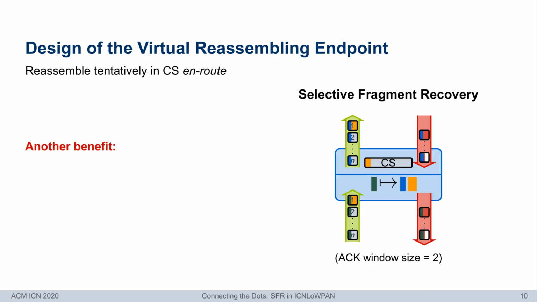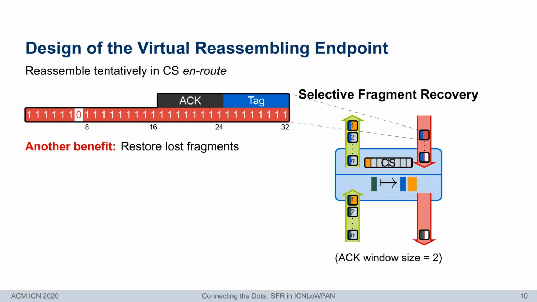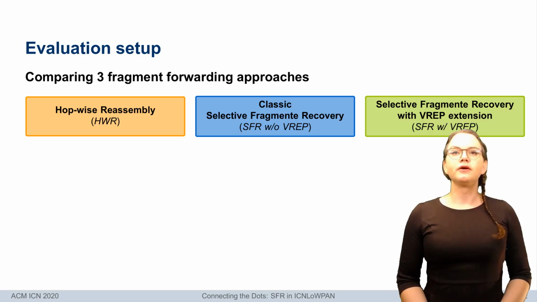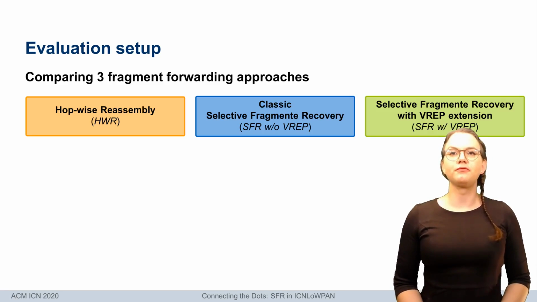Another benefit with this approach is that if the acknowledgement is indicating a loss, this fragment can be restored directly from the content store and act according to the fragmenting endpoint if the fragment information is retained. To evaluate our proposed virtual reassembly buffer extension, we compared 3 approaches to fragment forwarding.